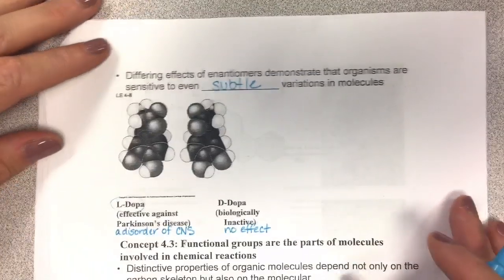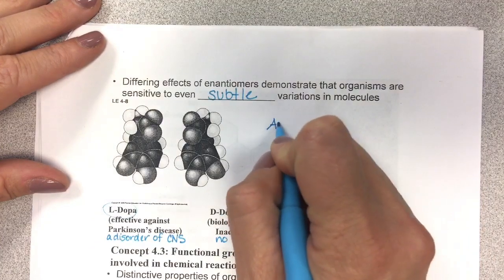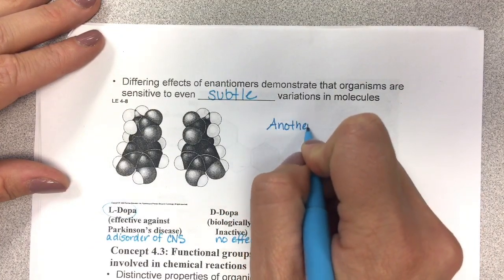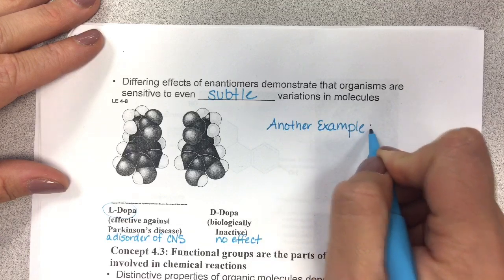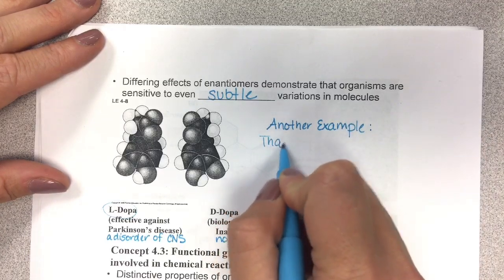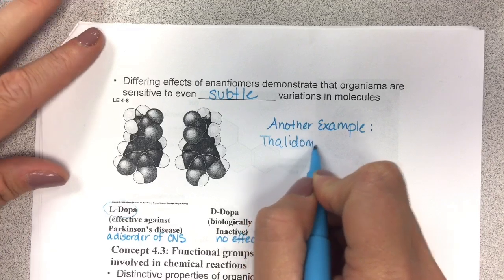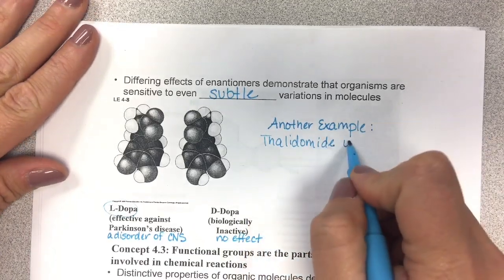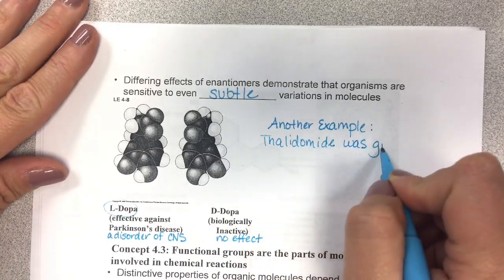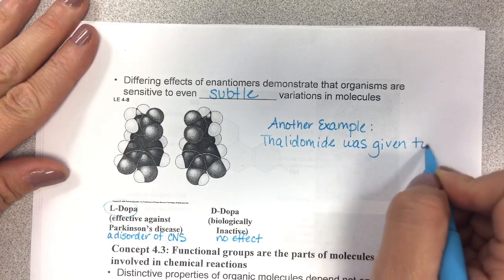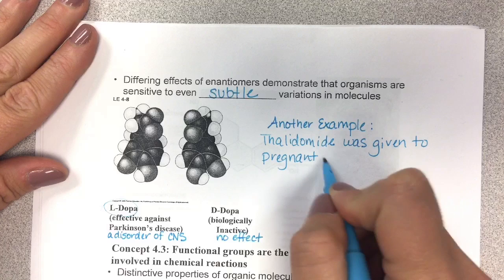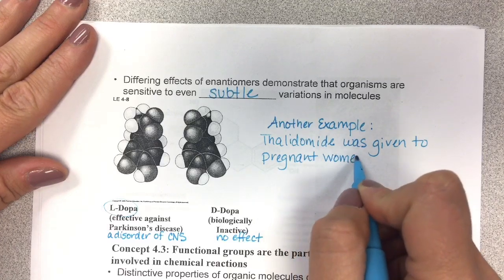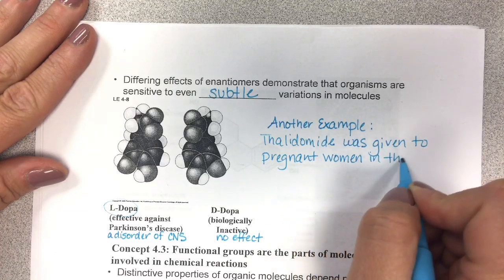I'm going to give you another example over here. So let's write another example. And this is with a drug called thalidomide. And this drug was given to pregnant women in the 50s and 60s.